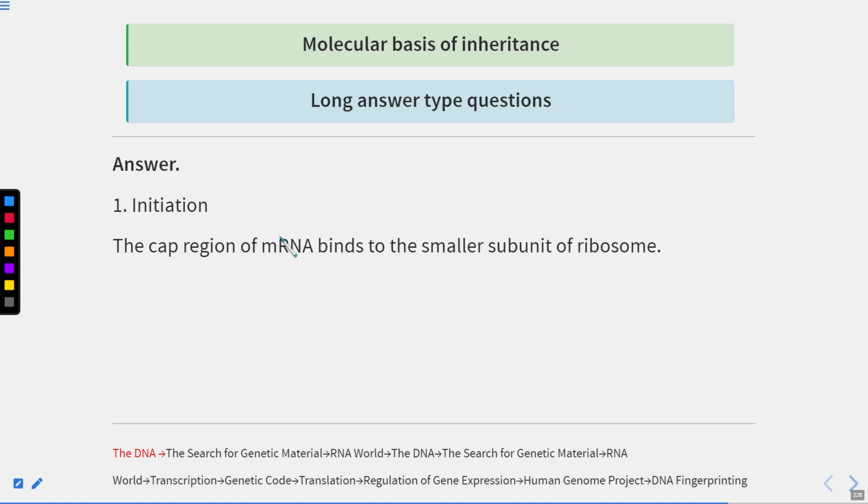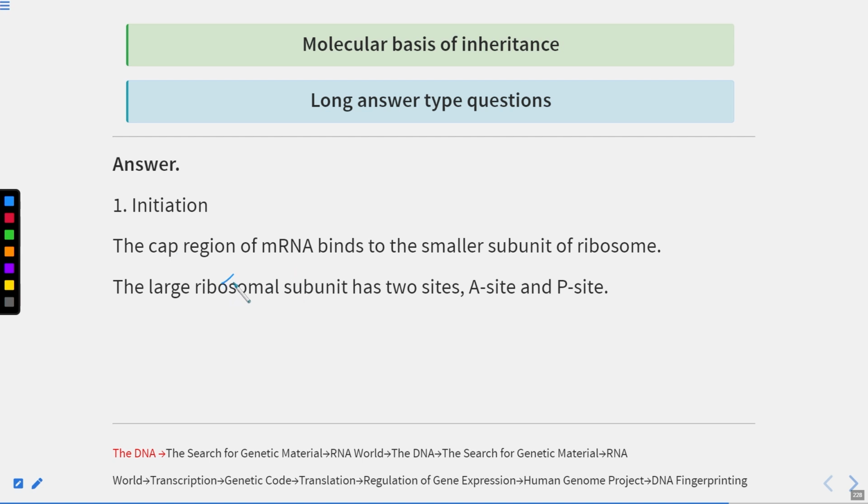So here, what happens first? The cap region of the mRNA. What was the cap region? The 5' cap region of the messenger RNA. It binds to the smaller subunit of the ribosome. Okay, so ribosome, we know, consists of two subunits, the larger subunit and the smaller subunit. Alright, so the smaller subunit binds to the 5' cap region of the messenger RNA.